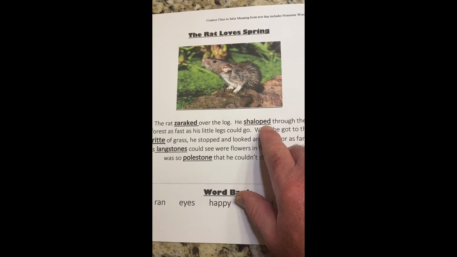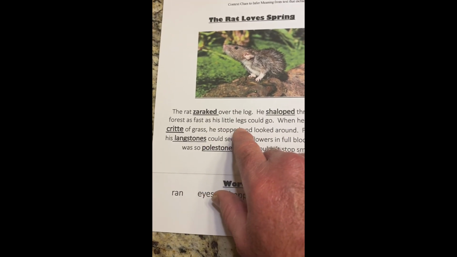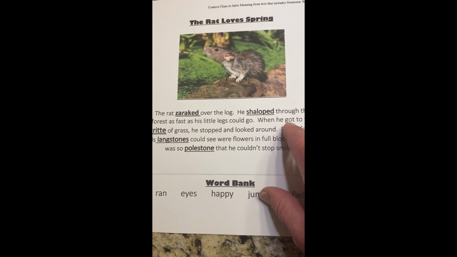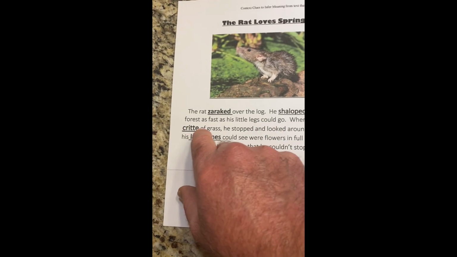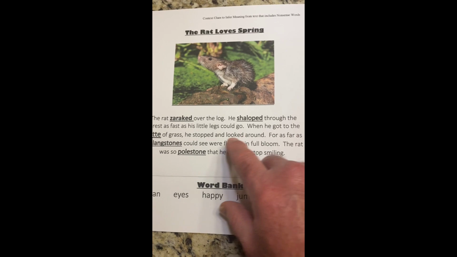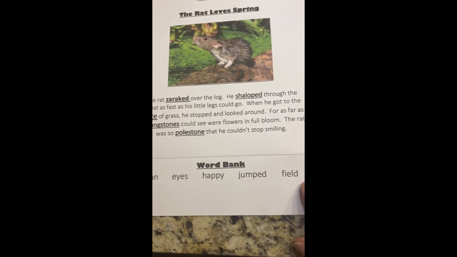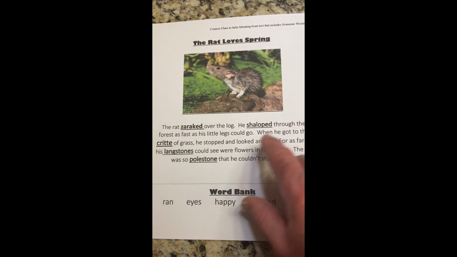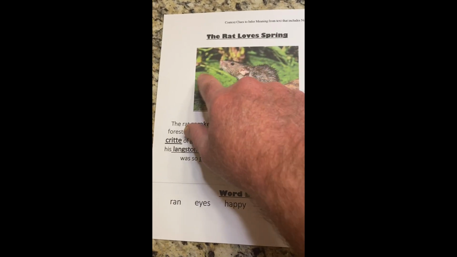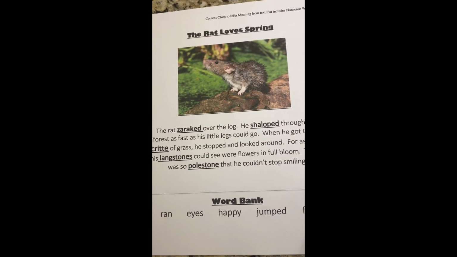He shaloped, that'd be ran. He ran through the forest as fast as his little legs could go. When he got to the crete, now you might have thought, well, to the edge of the grass or the beginning of the grass. But since we have this word bank, field best fits in there. When he got to the field of grass, and there it is, the field of grass, he stopped and looked around.